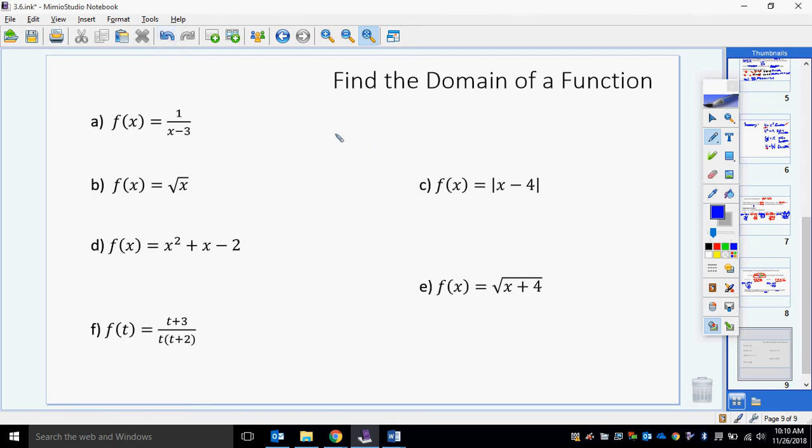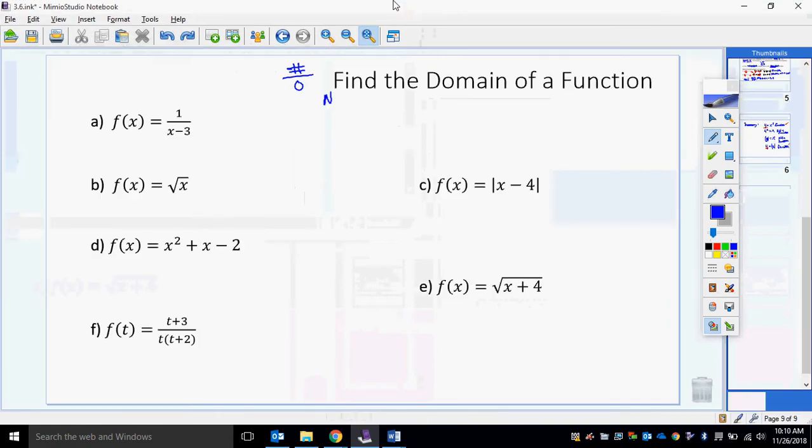Now something to be careful about when you're finding domain is fractions, because what sort of fractions can we not work with? What sort of fractions give us undefined when we type it into our calculator? Those are the fractions where we have a number divided by 0, right? It's no good to have 0 in the denominator. 7 divided by 0, that's going to spit out error in your calculator. So we don't want 0 in the denominator.